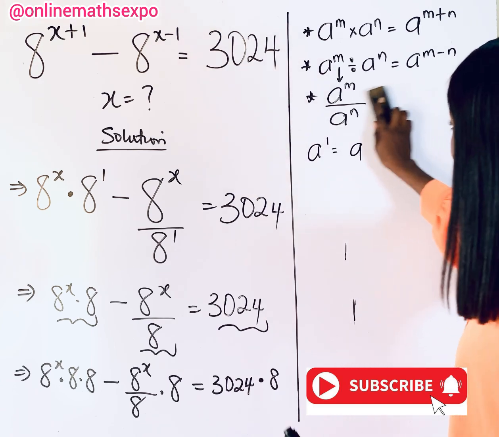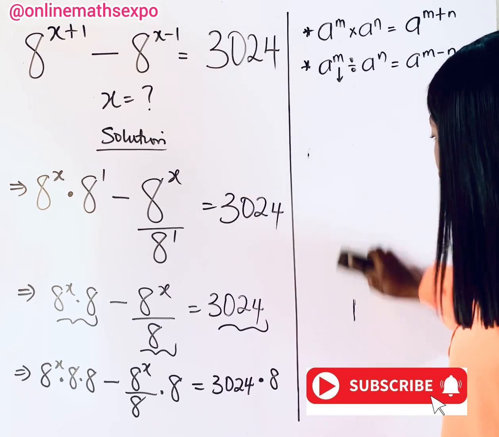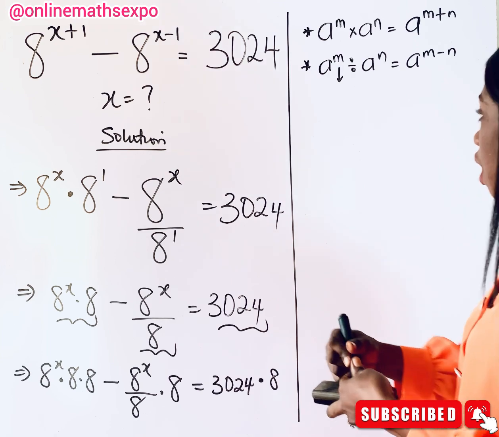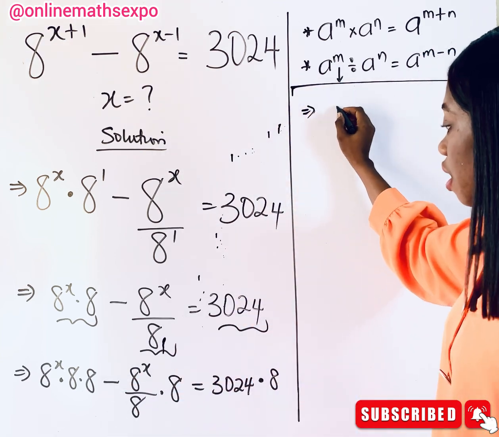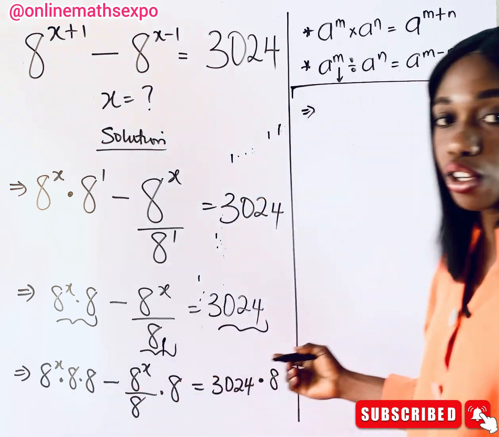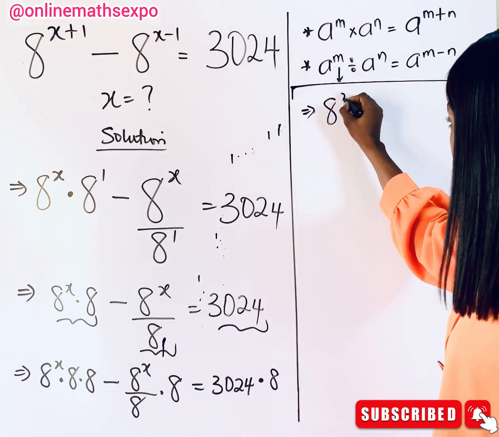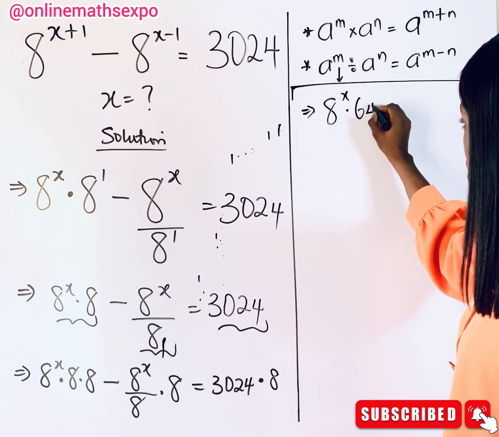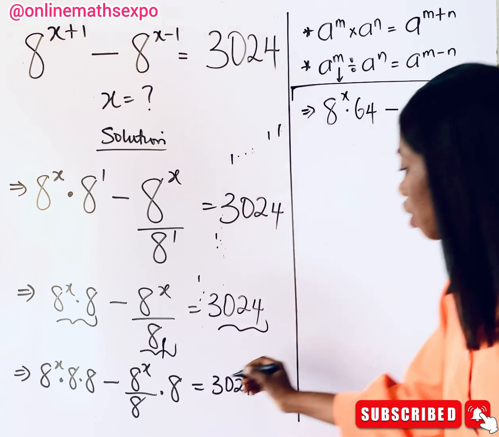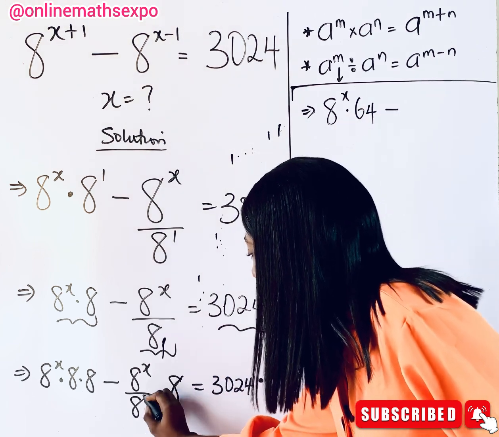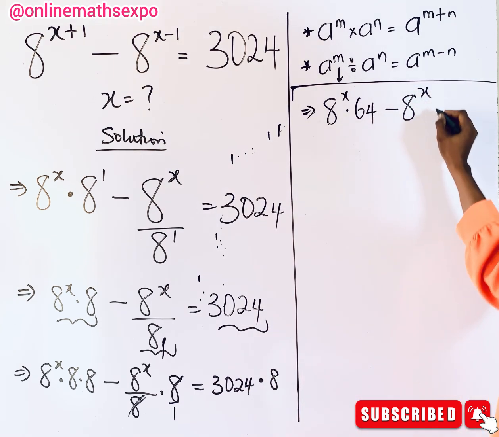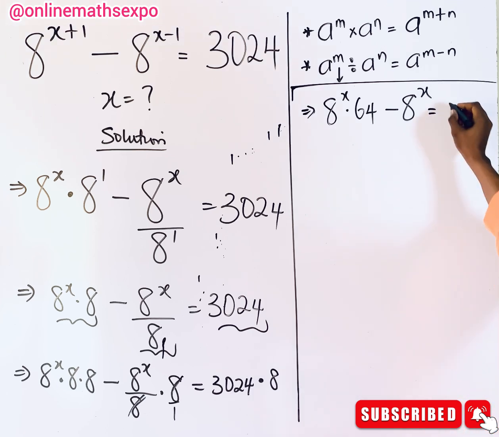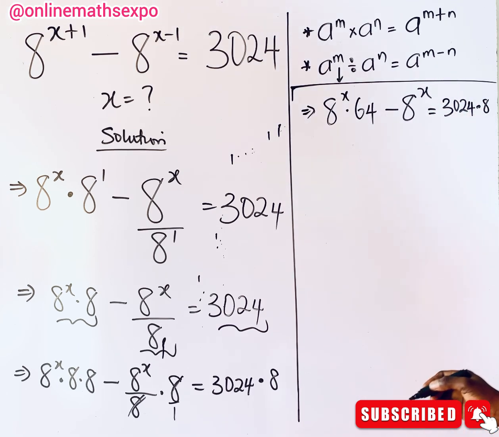So in that case now, see what we're going to have. So this gives us 8. If you multiply this, it's giving us 64. So we have 8 to the power of x multiplied by 64, then minus, you see that this is over 1, so it will cancel this, and you'll be left with 8 to the power of x, okay, is equal to this multiplied by 8. So let's still leave it that way, okay.